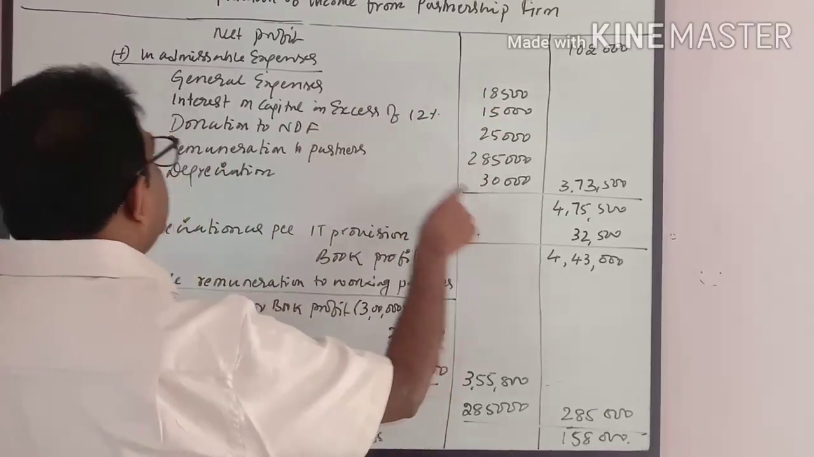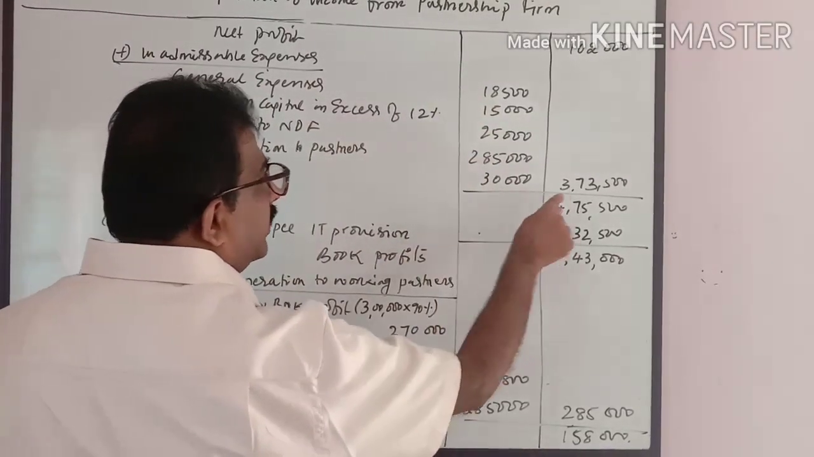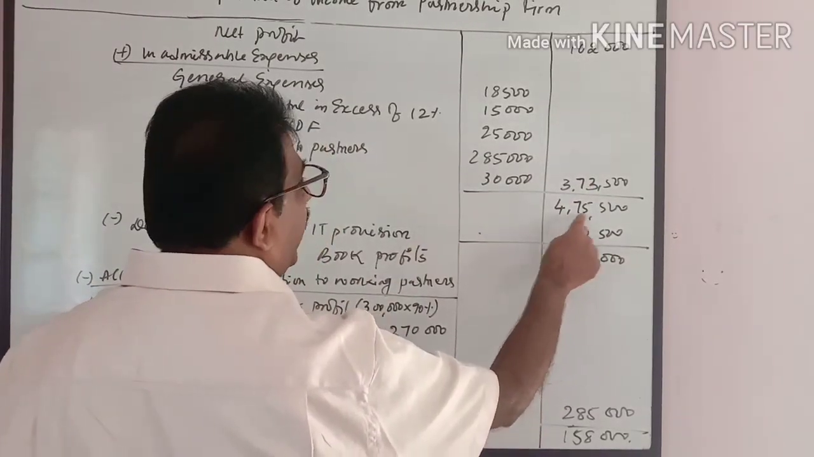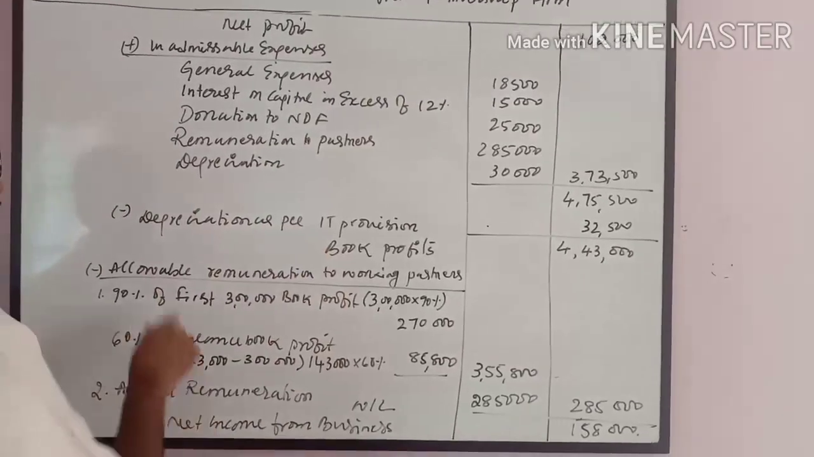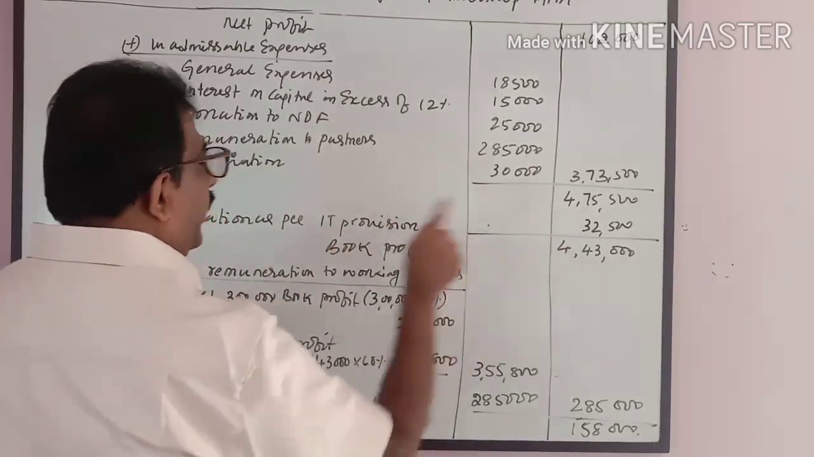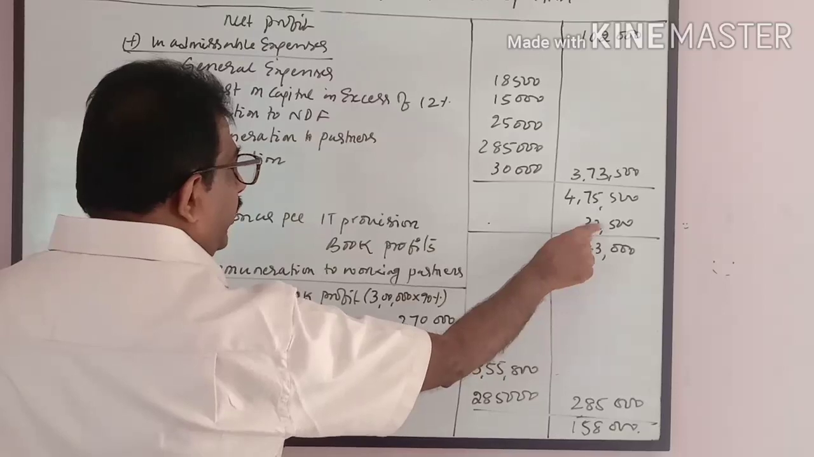When you take all these inadmissibles and add them up, 3,73,500. Total of these two comes to 4,75,500. Now, allowable expenditure: depreciation as per IT provision 32,500. So I have taken the provision as per IT, 32,500.